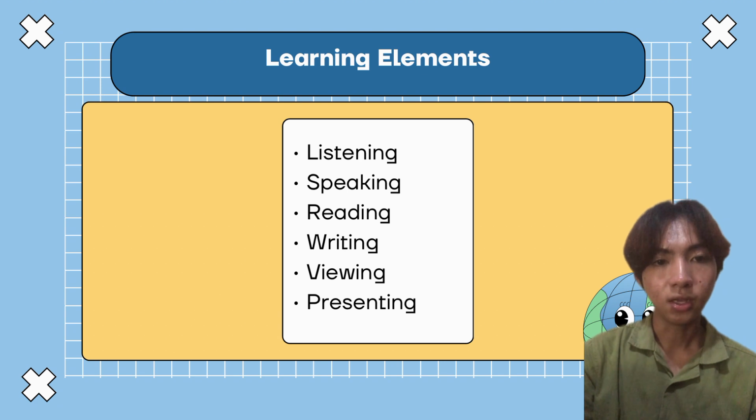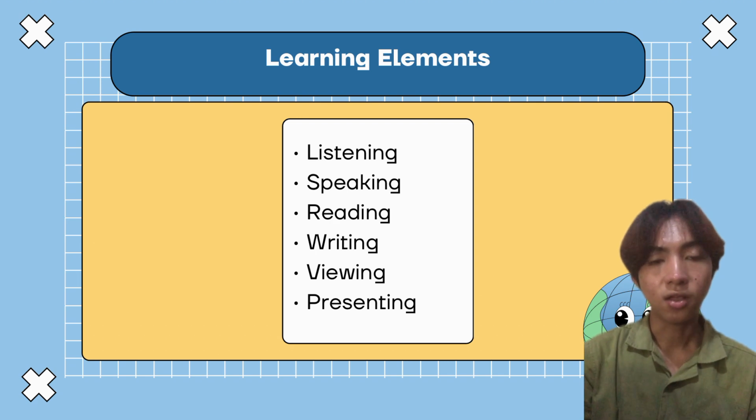The third element is reading. Students learn to understand and analyze written text. The fourth element is writing. Students create written text using grammar and vocabulary correctly. The fifth element is viewing. Students understand information from pictures, videos, and other media. The sixth element is presenting. Students learn how to organize and communicate information effectively through presentations. The six elements are connected and help students improve their English skills in a balanced way.